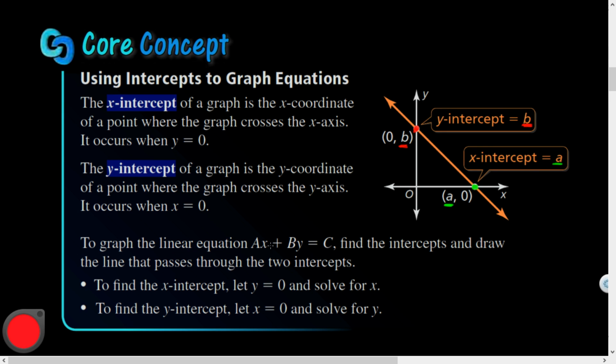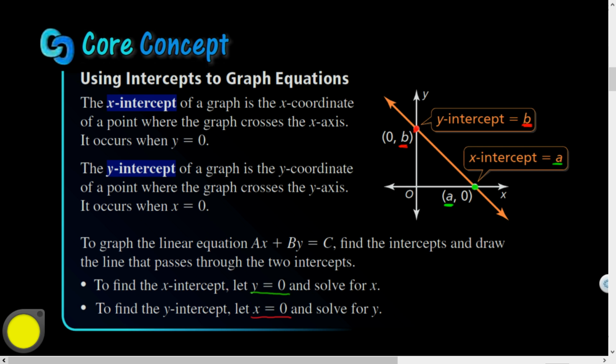To graph an equation in standard form that isn't just horizontal or vertical, we can find the intercepts. I could find these two x and y intercepts and draw the line that passes through them. And to find the x-intercept, I let y equal 0. And to find the y-intercept, I let x equal 0. So x equals 0 for the y-intercept, and y equals 0 for the x-intercept. So let's do a couple. We're going to do as many examples as I can of this, because this is going to be helpful.